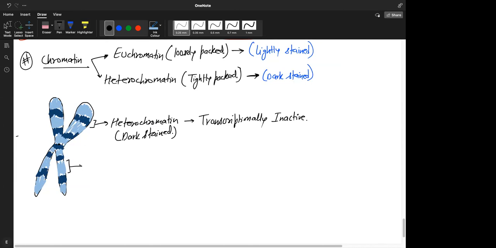Whereas in this region, which is lightly stained, which is euchromatin, whatever genes are present here are transcriptionally active. Can anyone tell me why? I already gave you the answer in the beginning. Arpit, why do you think genes in this heterochromatin region are inactive and genes in this euchromatin region are active?